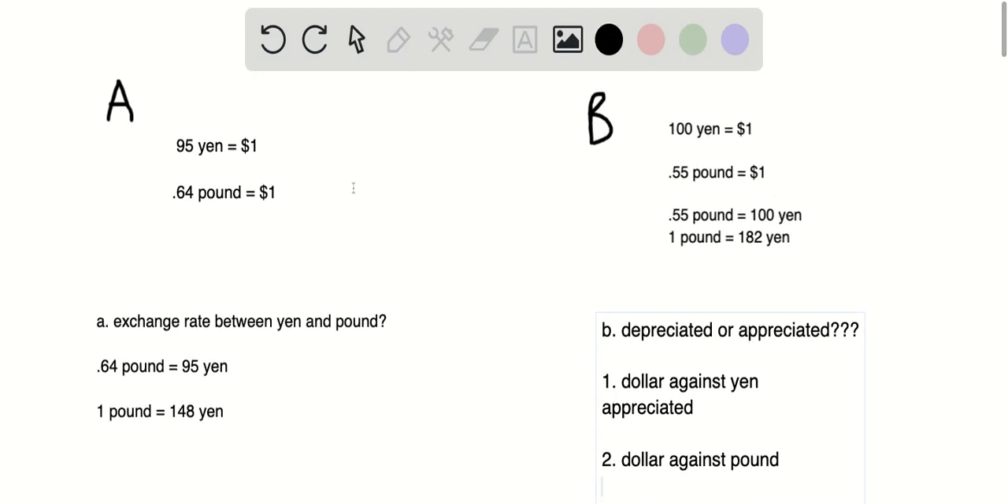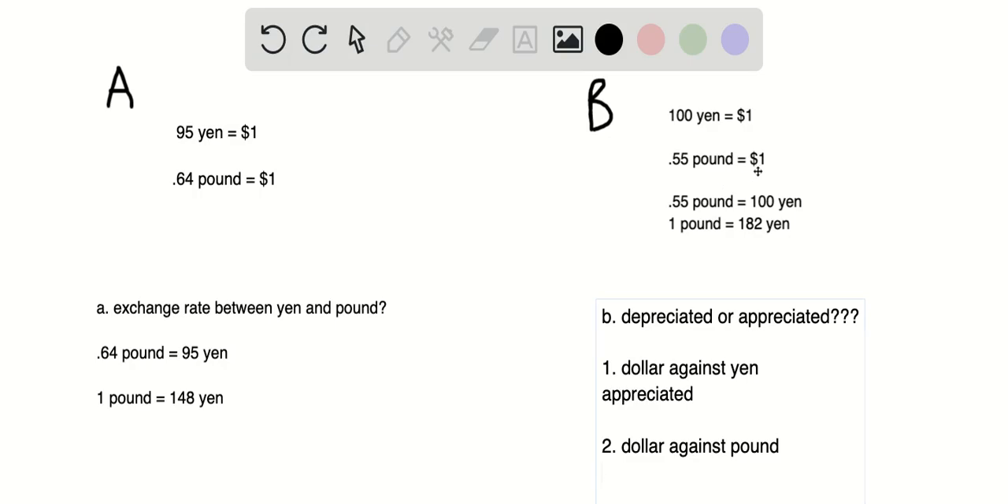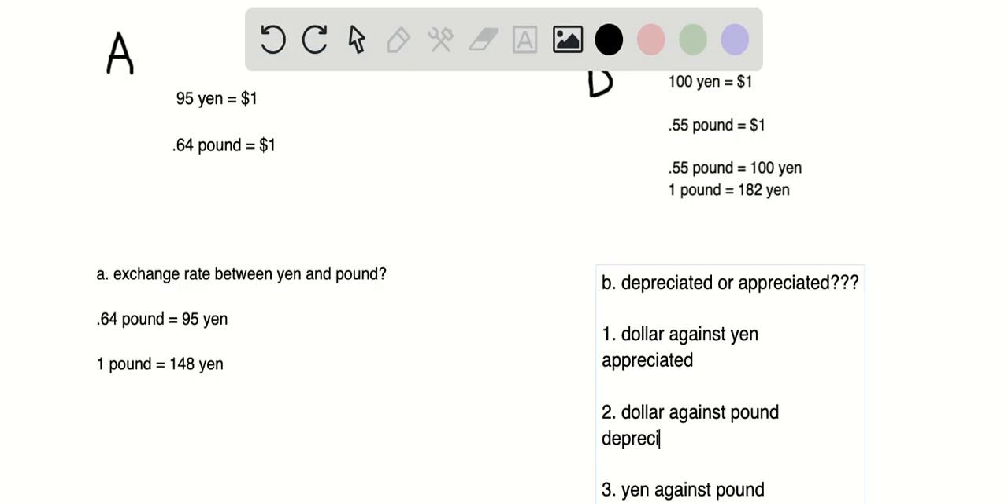All right, next we want to know about the dollar against the pound. So before, $1 could buy 0.64 pounds, and now our same dollar can only buy 0.55 pounds, right? So that means that our dollar is worth less in terms of pounds, and so our dollar has depreciated.